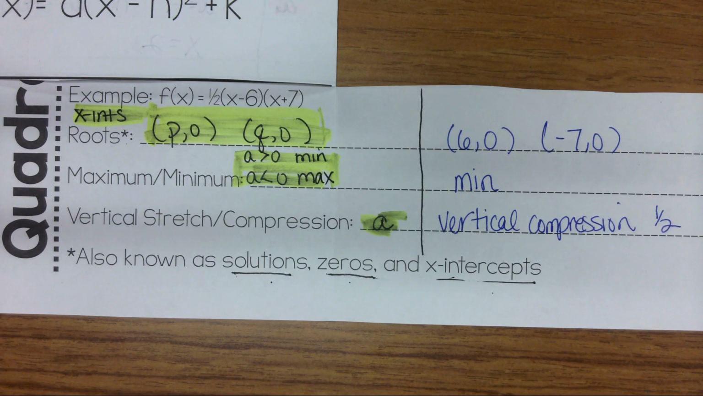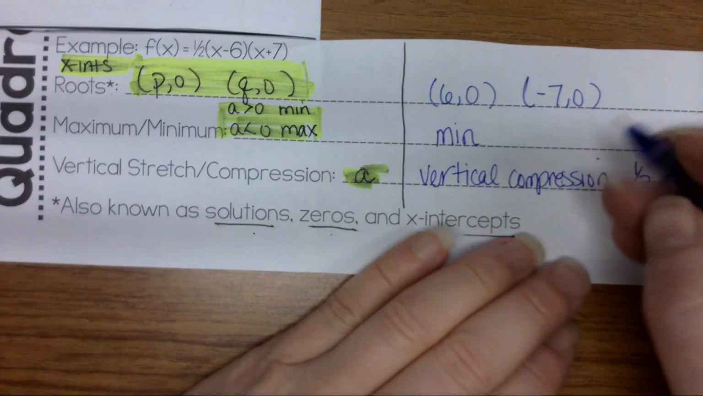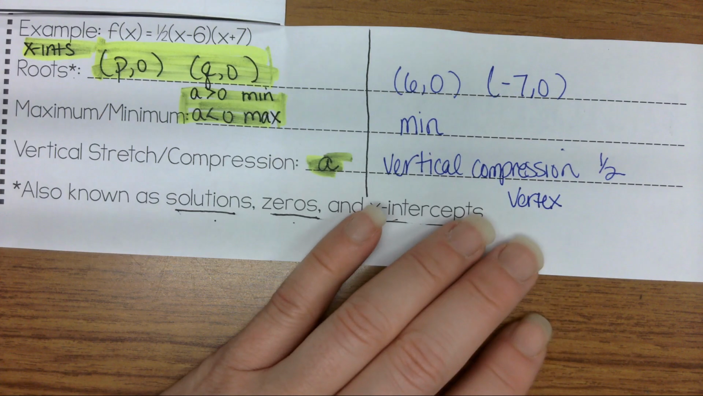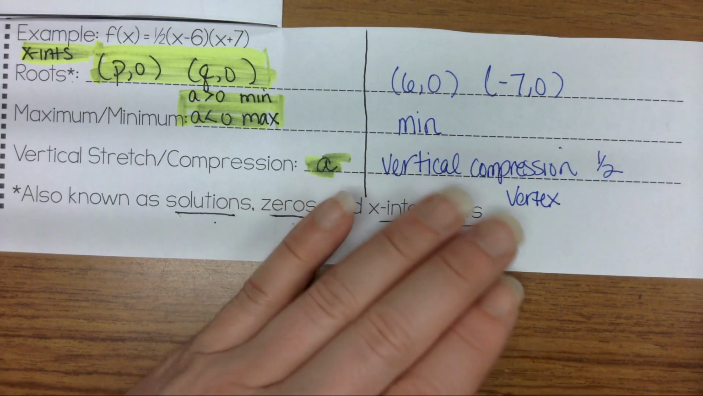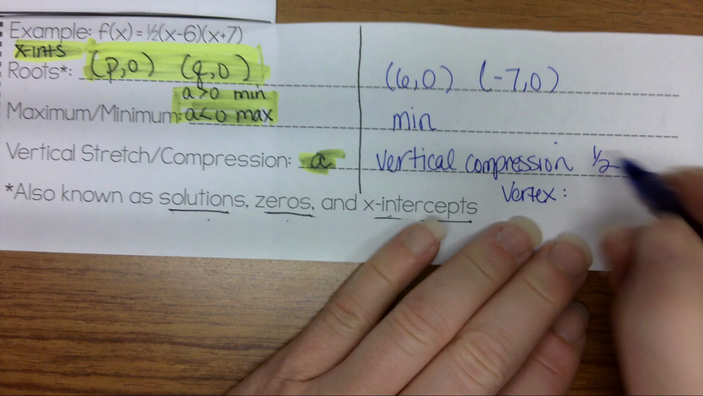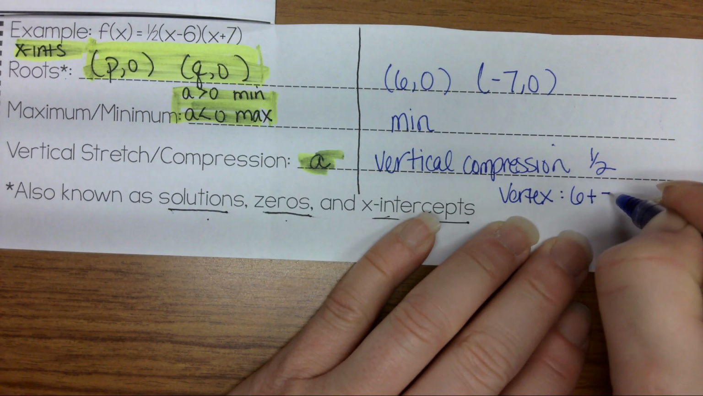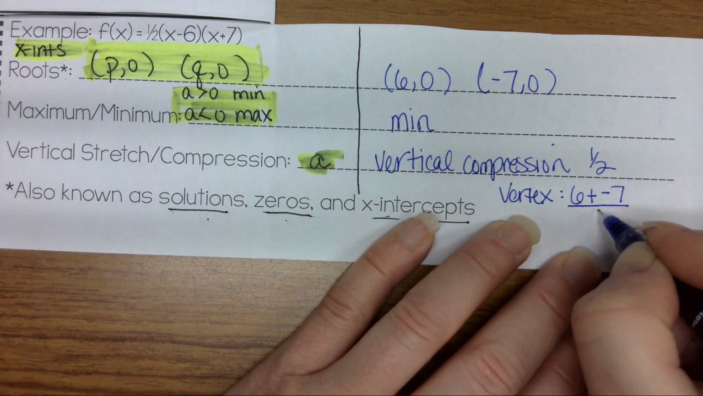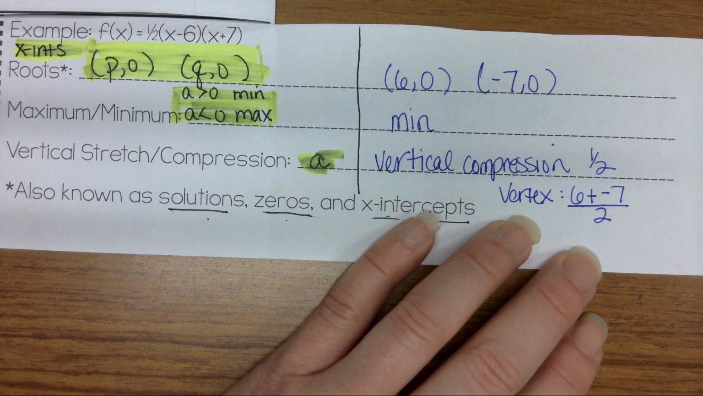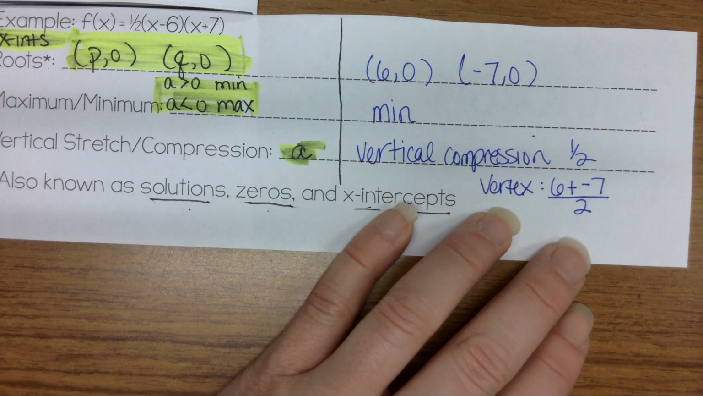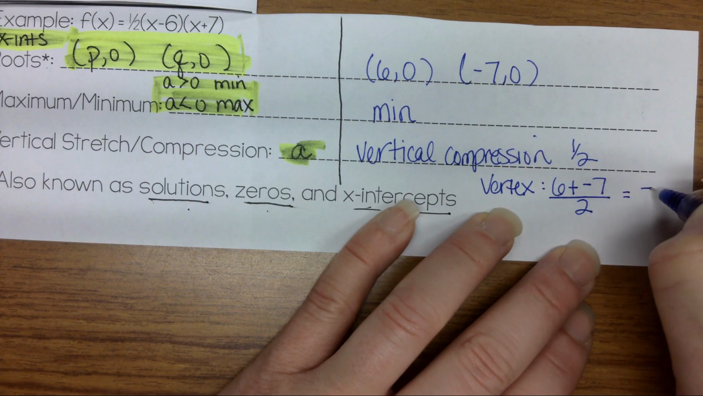Okay, one last thing we're doing. How would I find the vertex of this? From yesterday, what we did is we averaged the x-intercepts together. So we did 6 plus negative 7, and we divided it by 2. That's how you find the average of something. What's 6 plus negative 7? Negative 1, negative 1/2, or negative 0.5. Are we all good with that?